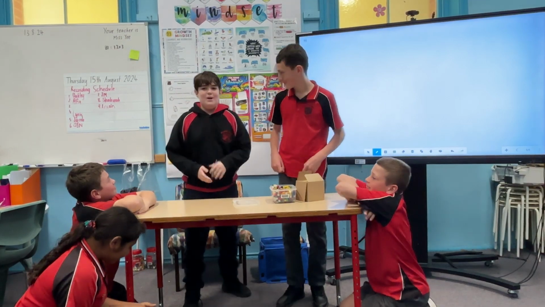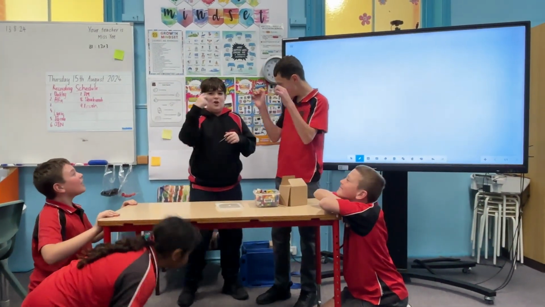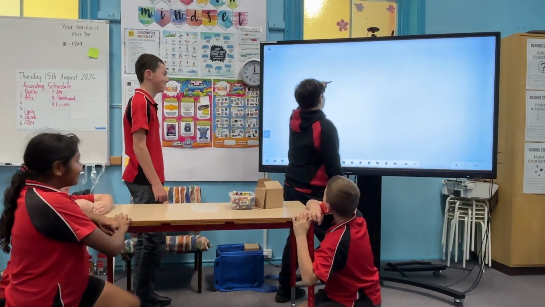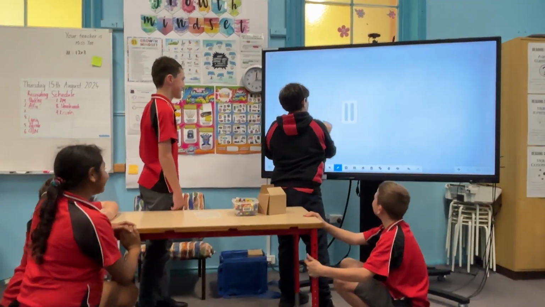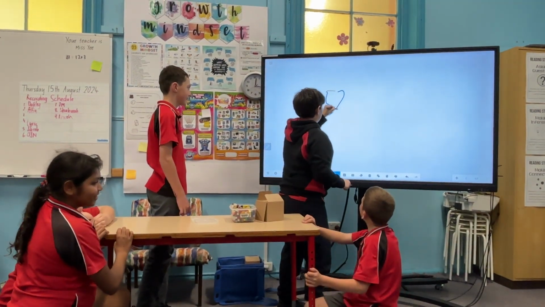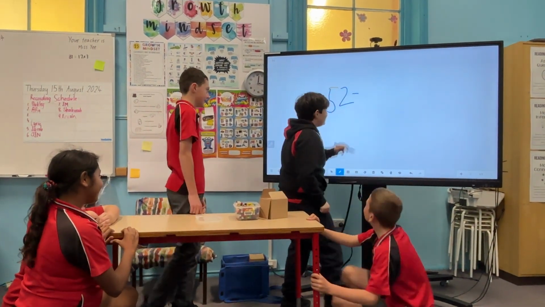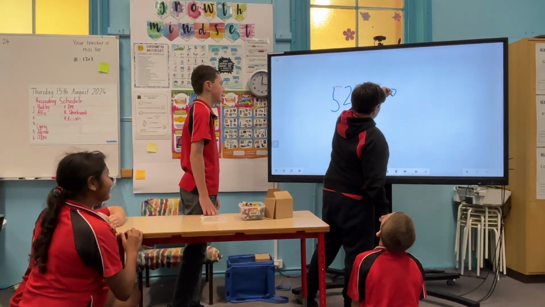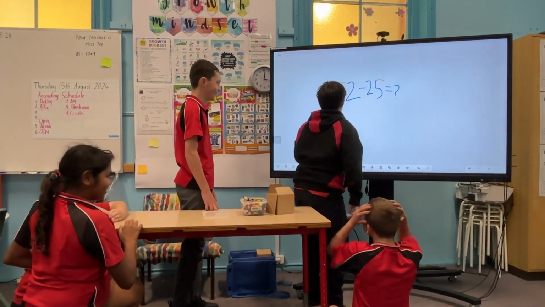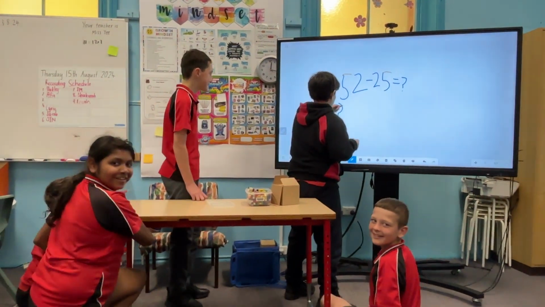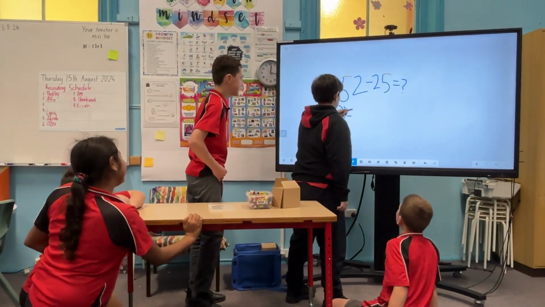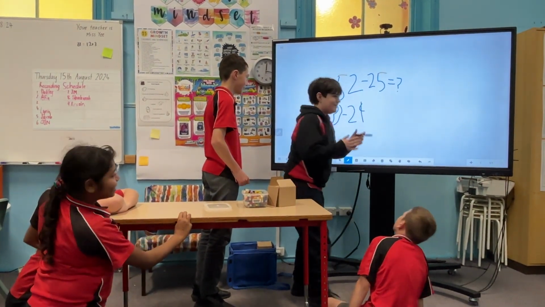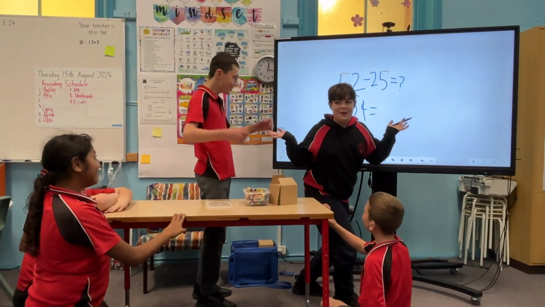Okay, today we're going to teach you about subtraction. I have two problems that we're going to solve today. Oopsies. We have 52 minus 25 equals, I don't know. And then we have 33 minus 24 equals, I don't know.